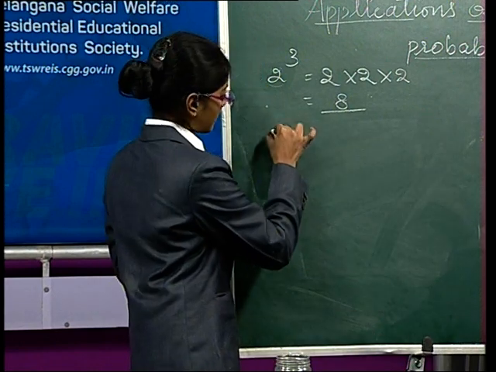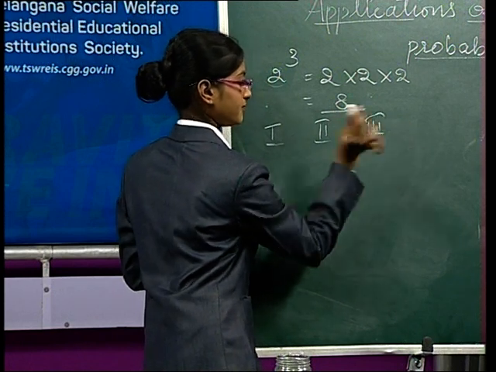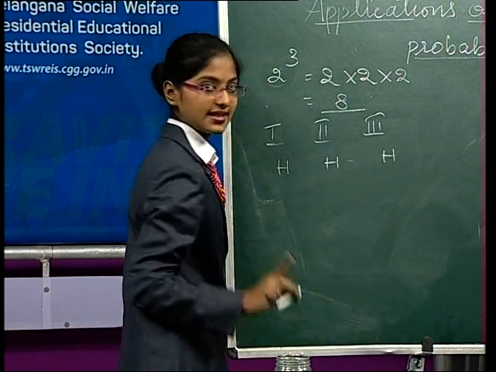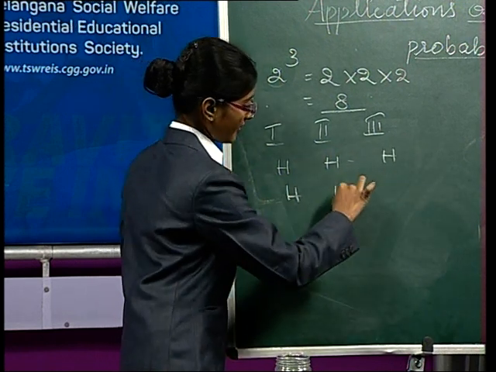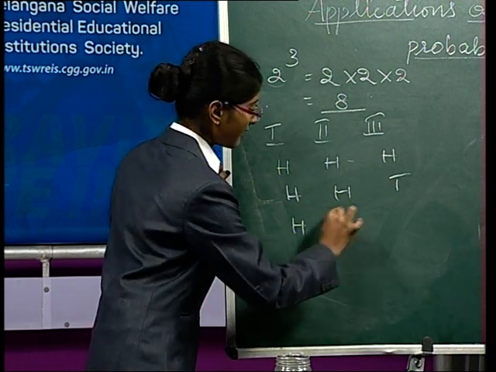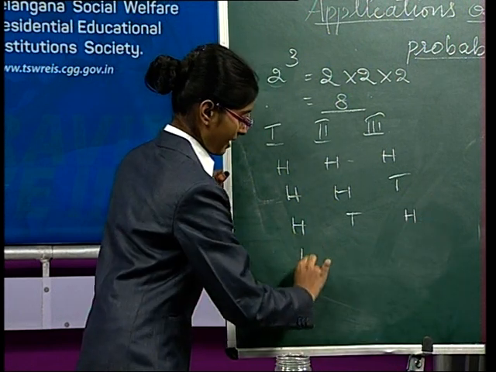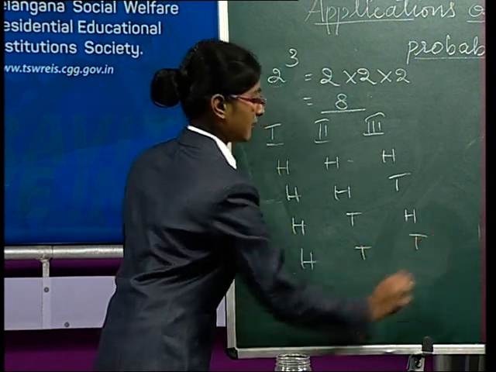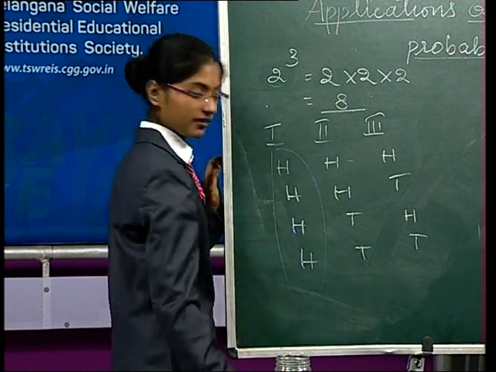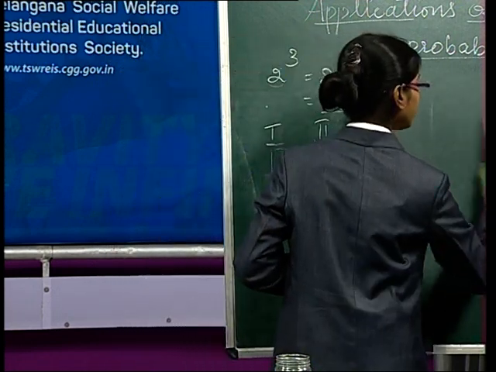What are there? Coin 1, coin 2 and coin 3. Head, head, head. There is a chance. Head, head, tail. There is another chance. And head, tail, head. This is a chance. Head, tail, tail. There are 4 chances when the first coin gets head. And the next 4, we got 8, right?